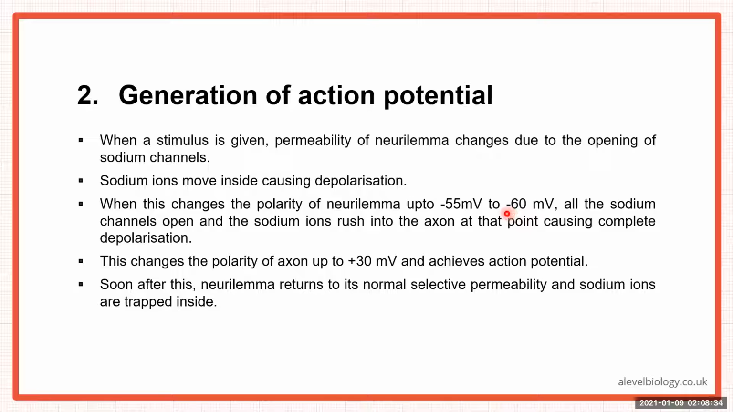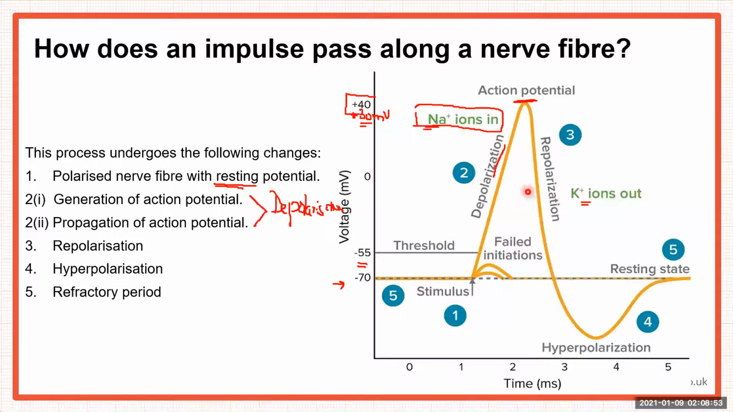After that, if more sodium enters, more channels would open, and then all the channels would open and sodium ions would rush into the axon. At this point, complete depolarization will take place. If you recall from this part here, complete depolarization will take place at this point here. All of the voltage gated sodium channels will open eventually, one by one, and we will reach this action potential.